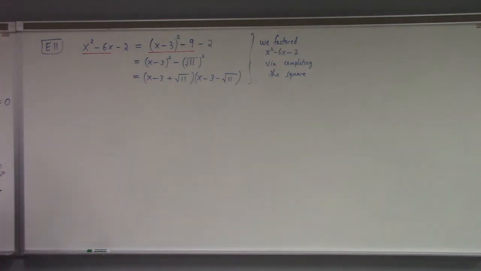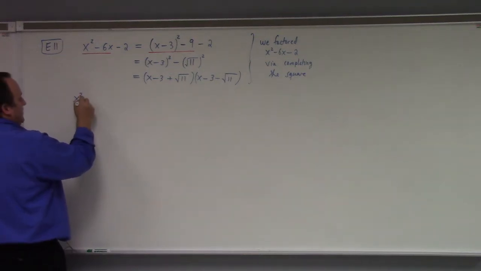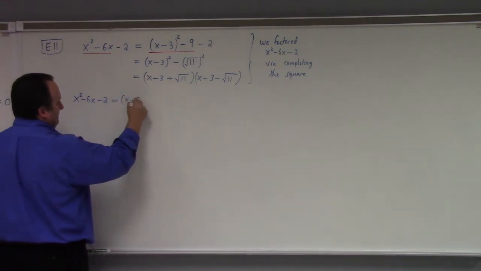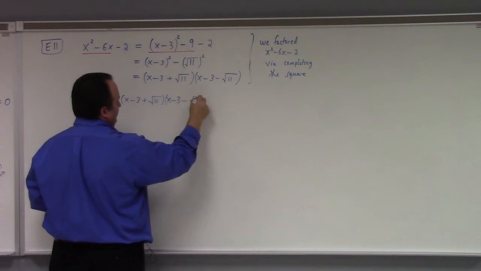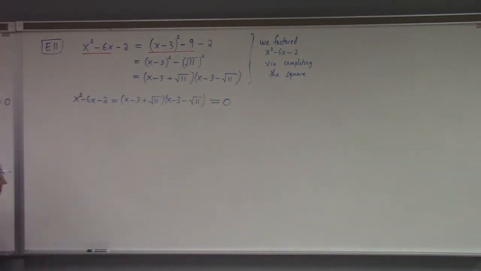Up till now, is this an equation? Not really. This was an expression, and we manipulated it. How about the equation? If we look at the equation x squared minus 6x minus 2, which is, by the way, this, and we put that equal to 0, that's a quadratic equation. What are its solutions?